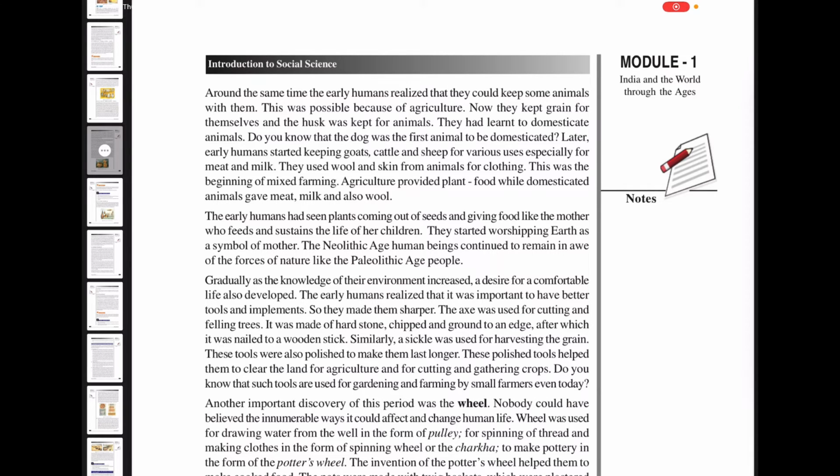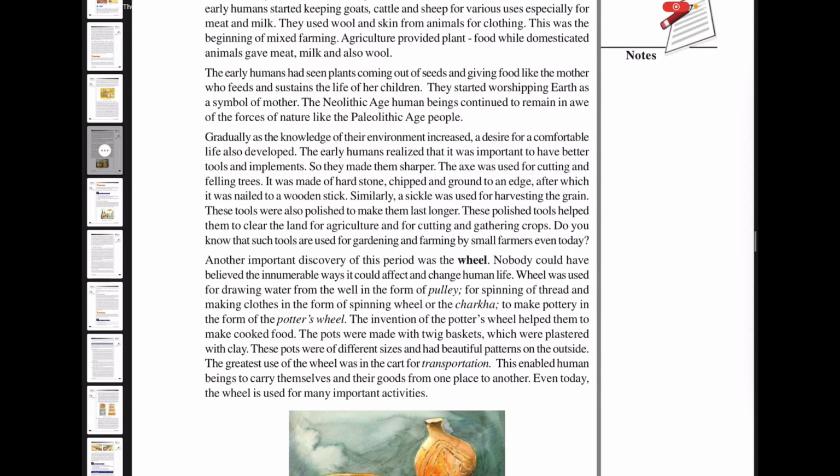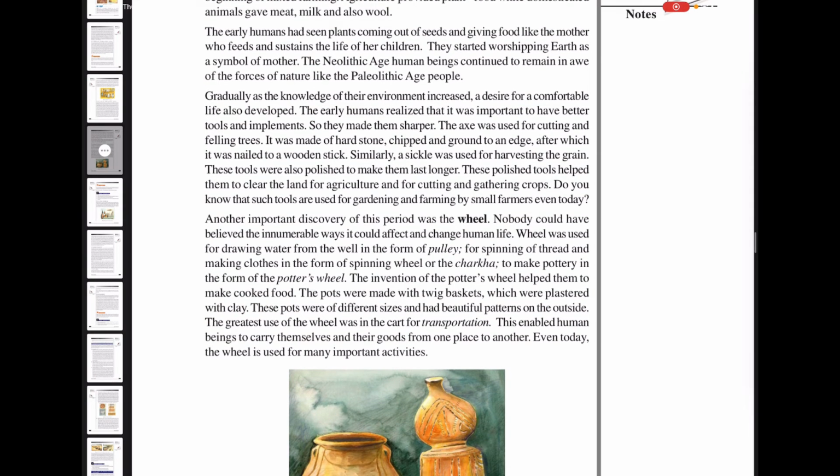They used wool and skin from animals for clothing. This was the beginning of mixed farming. Agriculture provided plant food, while domesticated animals gave meat, milk, and also wool. The early humans had seen plants coming out of seeds and giving food, like the mother who feeds and sustains the life of her children. They started worshipping earth as a symbol of mother.